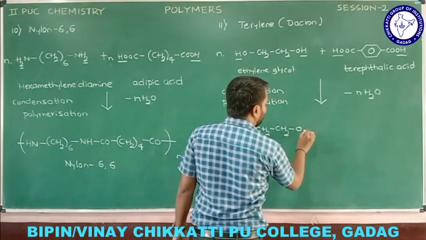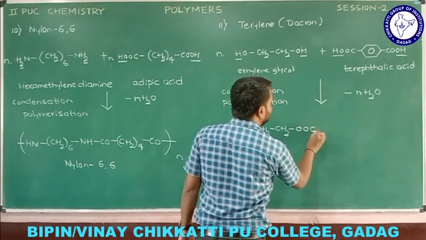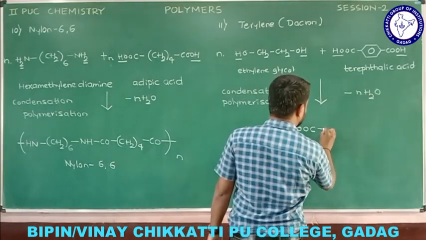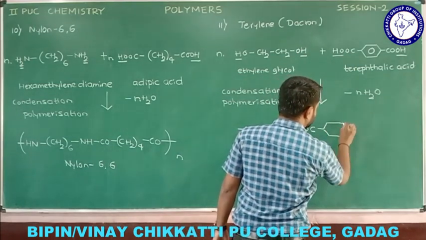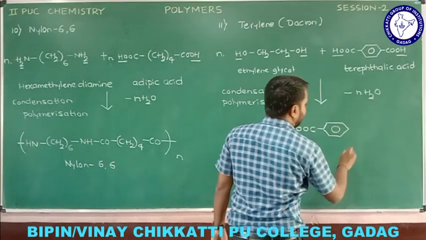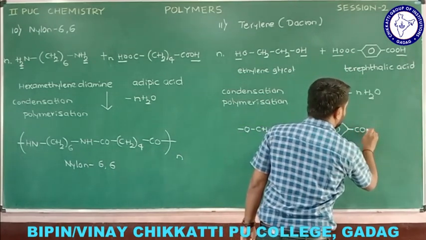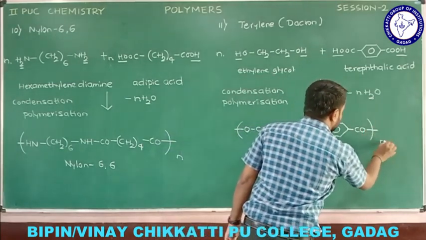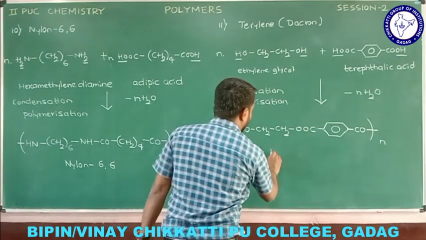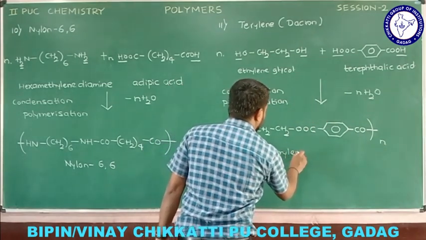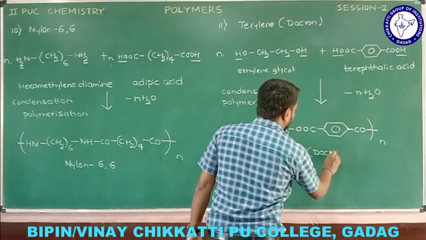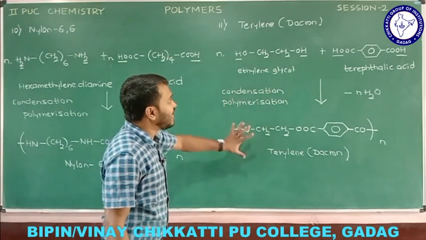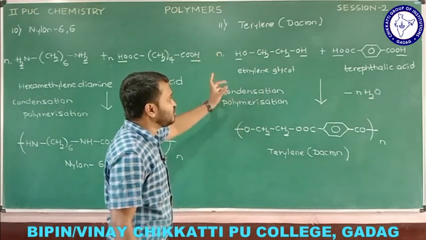We have O and C, one O and one more O and C, and we have the benzene ring, and again here we have only CO, and the bond will continue. Place the braces or brackets and write n, and that is what you can actually call terylene. And one more name is Dacron, you can say terylene or Dacron. So this is how we can write the structure of the condensation polymer, polyester terylene.